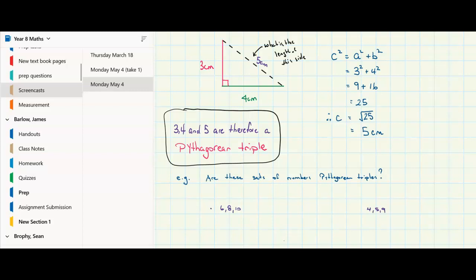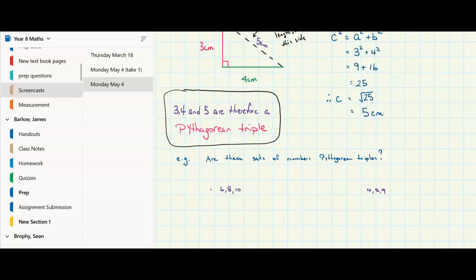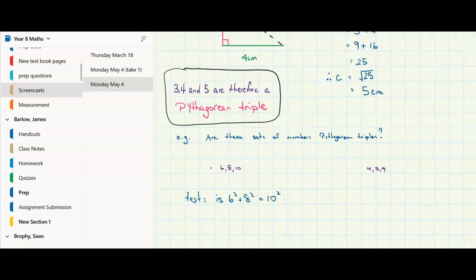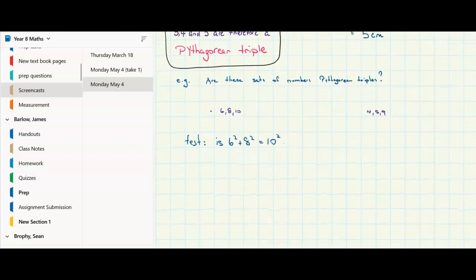So let's test these. 6, 8, 10. Is that a Pythagorean triple? Well, there's only one way to find out. This is the test. Is 6 squared plus 8 squared equal to 10 squared? The answer is yes or no. 6 squared, 36. 8 squared, 64. Is that equal to 100? 36 plus 64, I reckon that's 100, isn't it? So 100 equals 100. Yes, it is.